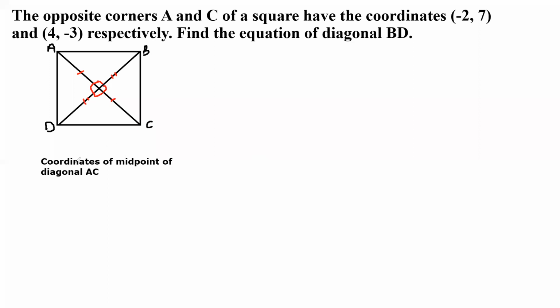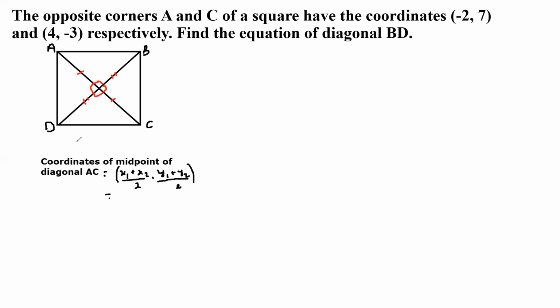Okay, now here we first find the coordinates of the midpoint of diagonal AC, because we want to find the midpoint of this AC, right? So how can we find the coordinates of the midpoint of diagonal AC? We can simply use the midpoint formula. As you know, this will be equal to (x1 plus x2) divided by 2, comma, (y1 plus y2) divided by 2. Okay, so this is the midpoint formula here.